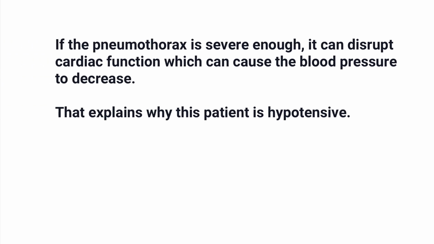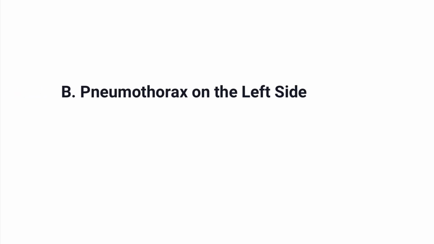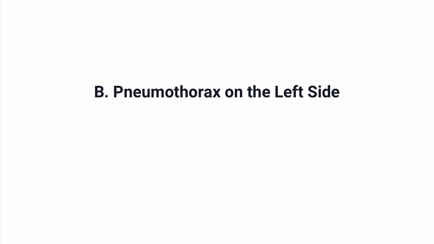And also, if the pneumothorax is severe enough, it can disrupt cardiac function, which can cause the blood pressure to decrease. And that explains why this patient is hypotensive. So by using what we know about a pneumothorax, as well as the process of elimination, you know that the correct answer has to be B, left-sided pneumothorax.